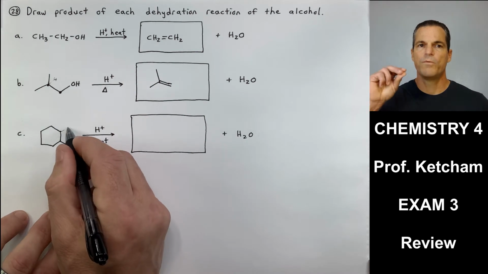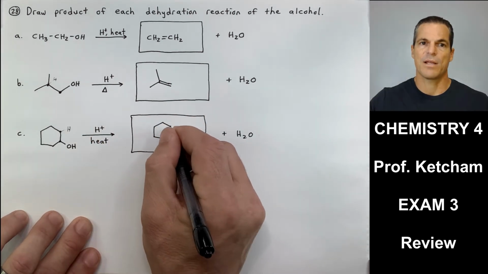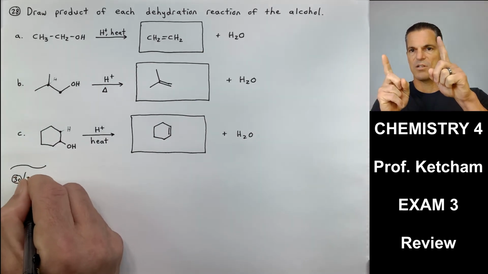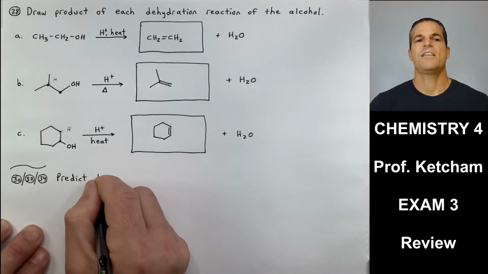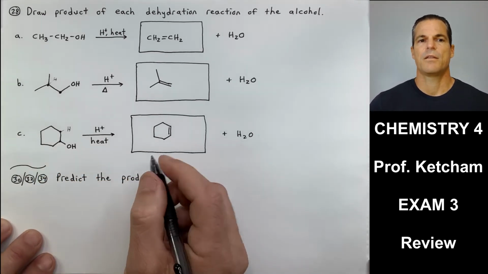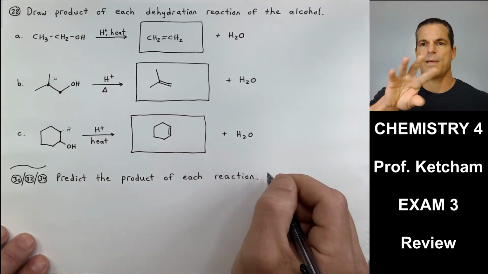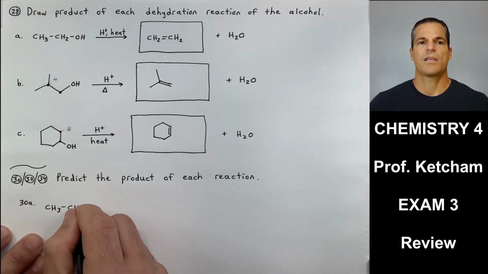Remember, you're not just removing the OH, you're removing a hydrogen from the neighboring carbon. If you remove an OH and an H, you get a double bond right there. Okay. Now in C, I could have also taken the other H on the bottom next door area. It gives me the same product. You could just spin it. So when you dehydrate alcohols, you get alkenes.